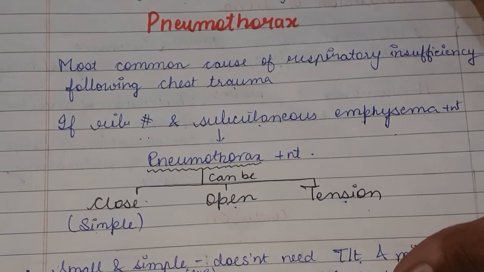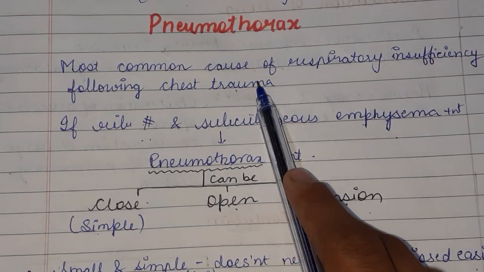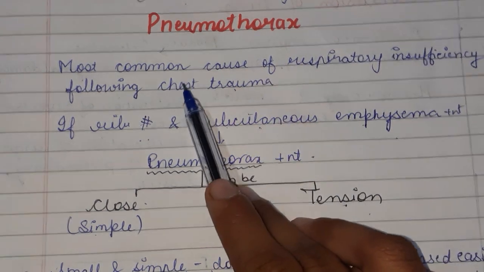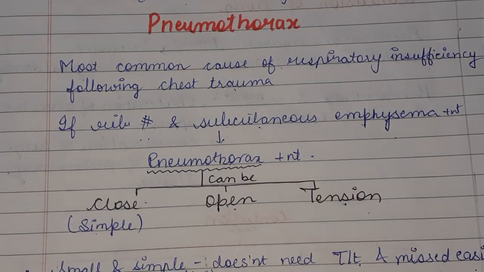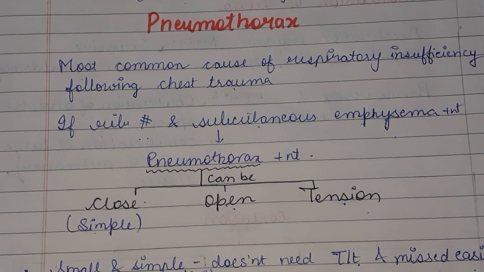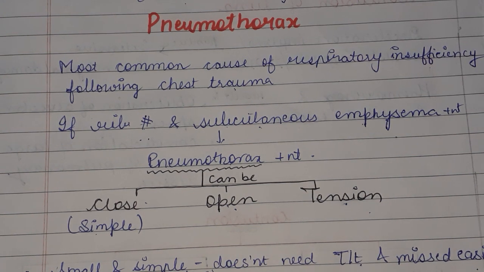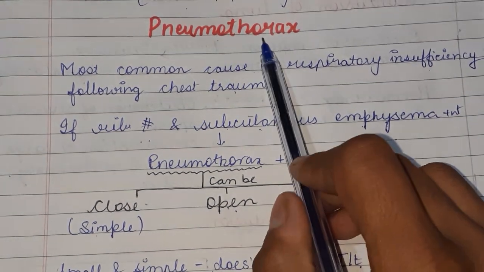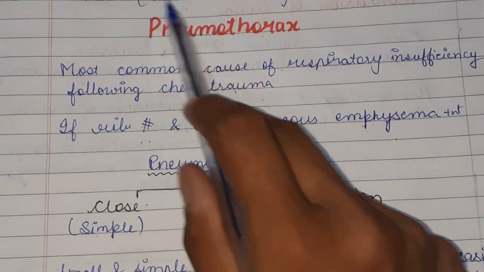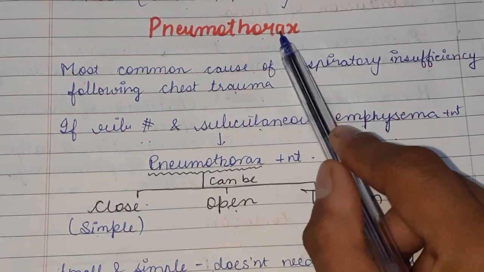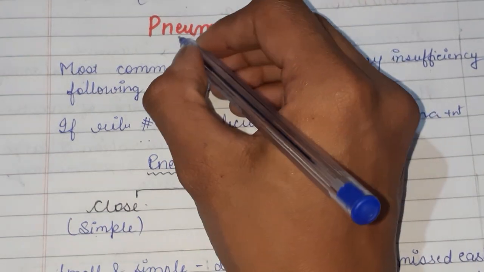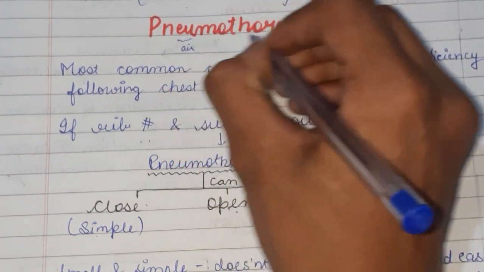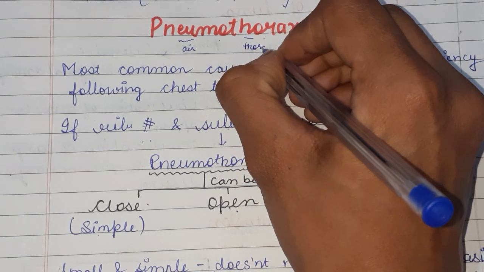So here pneumothorax is a common cause of respiratory insufficiency due to chest trauma. Any chest trauma will lead to respiratory insufficiency and this can cause pneumothorax. What do you mean by pneumo? Can anyone answer? If you have answered in 5 seconds, then please put a comment in the comment box. So pneumo means air and thorax means the thorax cavity. So the accumulation of air in the thorax cavity is called pneumothorax.